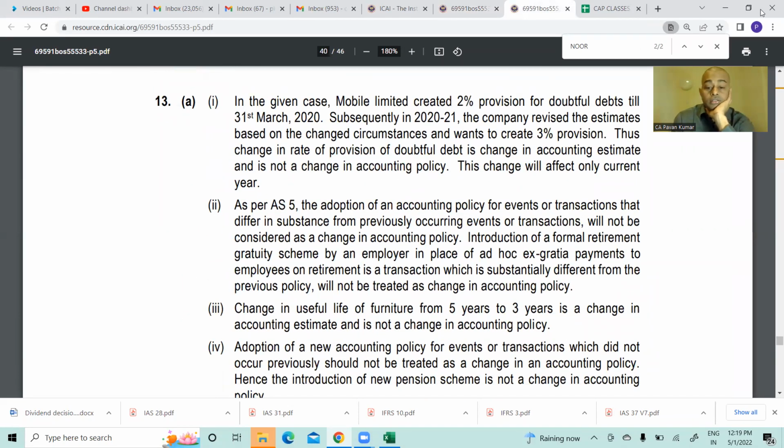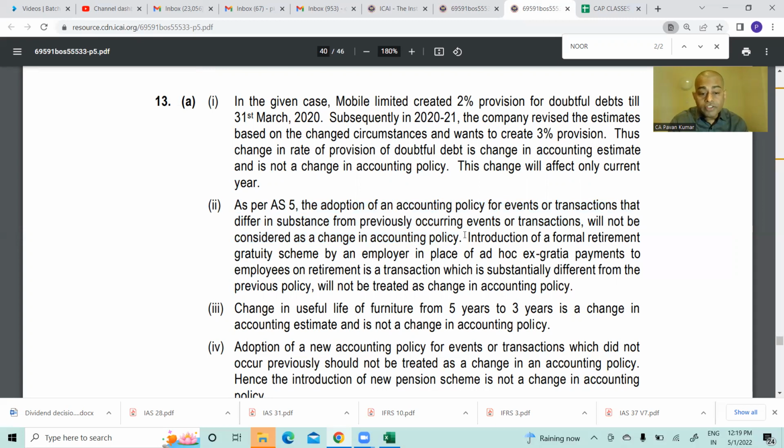1. Underline: change in accounting estimate and is not a change in accounting policy. If you are increasing the rate of provision from 2 to 3, it is a change in accounting estimate, but not a change in accounting policy. Second one, adoption of accounting policy for events or transactions that differ in substance from previous. This is the theory which you read in the accounting standard.